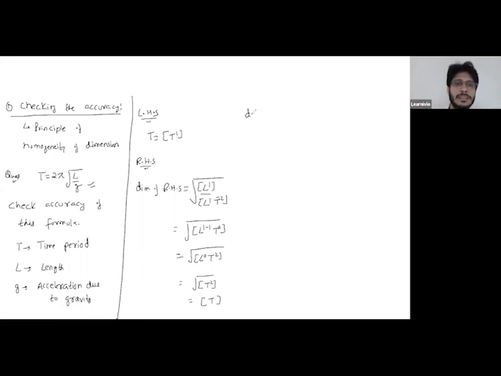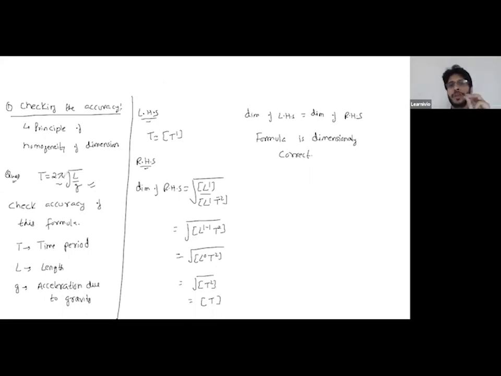So dimensions of LHS is equal to dimensions of RHS. Here both LHS and RHS have the same dimensions. If they have the same dimensions, that means the formula is dimensionally correct. It can still be wrong. It's just dimensionally correct. It can be wrong due to these constants.